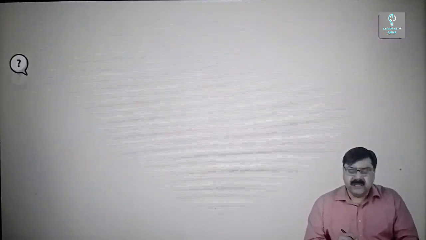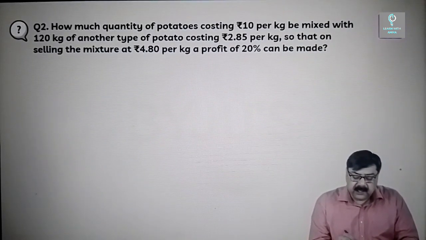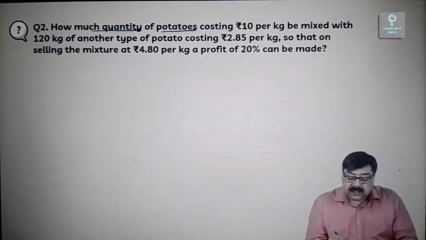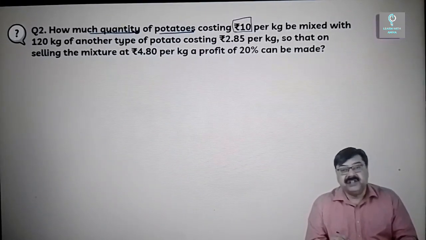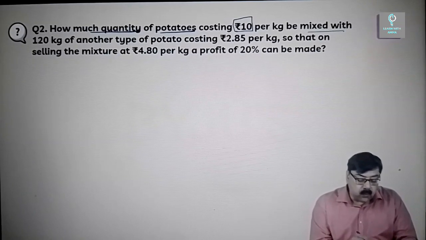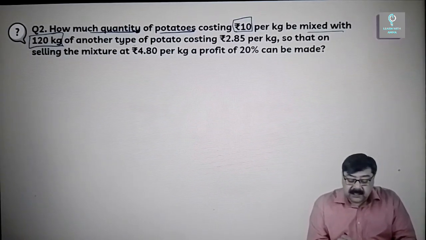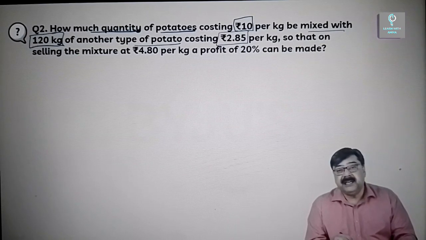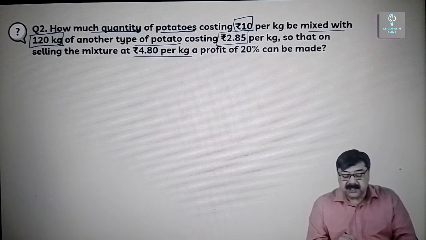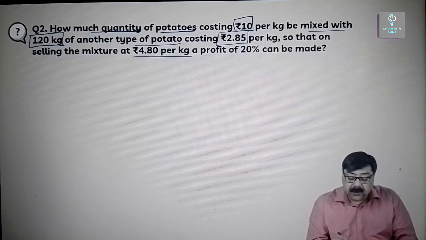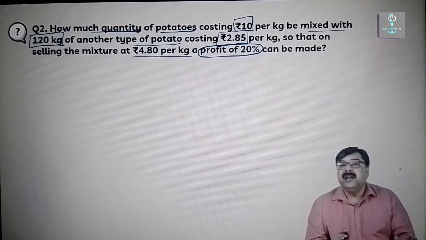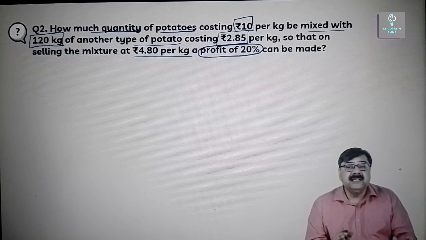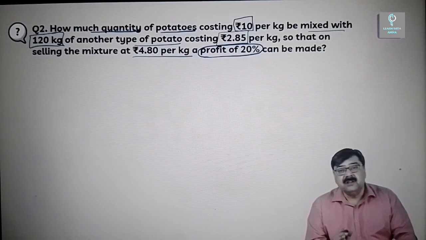Now let us have a look at this question. How much quantity of potatoes costing rupees 10 per kg must be mixed with 120 kg of another type of potato costing rupees 2.85 per kg, so that on selling the mixture at rupees 4.8 per kg, a profit of 20% can be made? Now here we will make use of the concepts that we learned in profit and loss.